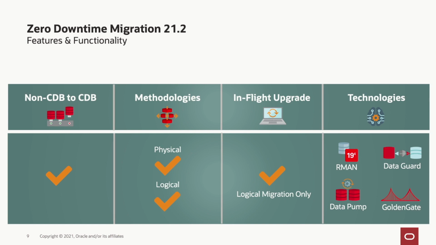Now, we leverage different technologies, but the main technology that we use in the different workflows is RMAN for physical offline migration, or a combination of RMAN and Data Guard for physical online migration, or Data Pump for logical offline migration, or a combination of Data Pump and GoldenGate for logical online migration.